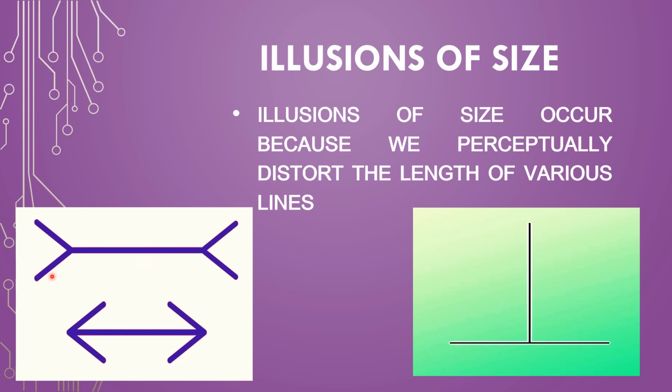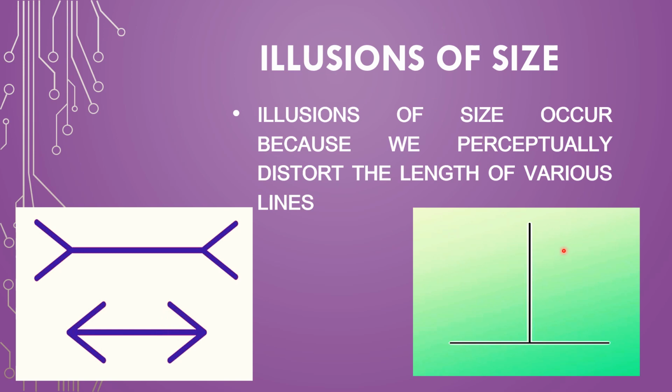The symbol creates the illusion. For most people, the line with the fins of the arrow protruding outward appears to be the longest. And the line with the arrow fins pointing inward appears to be shorter.